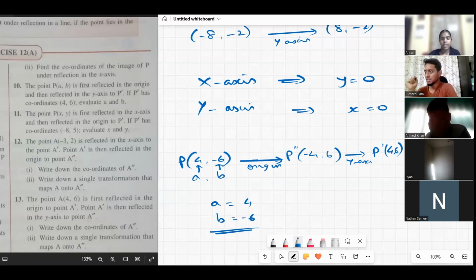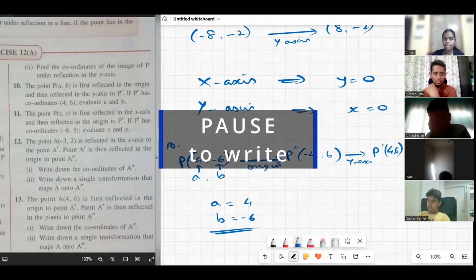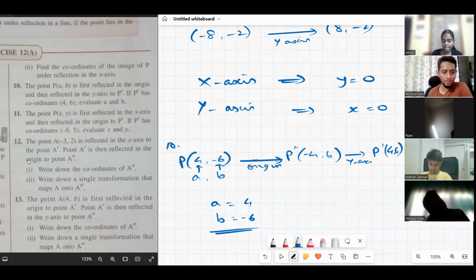Clear how to do this? So it's very simple, no? Just seeing where it is reflecting and changing the signs. Write down this 10th question and see in your book what is this number. Do this 12th one.